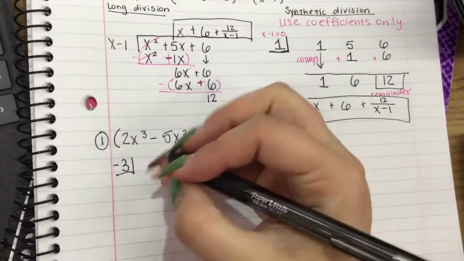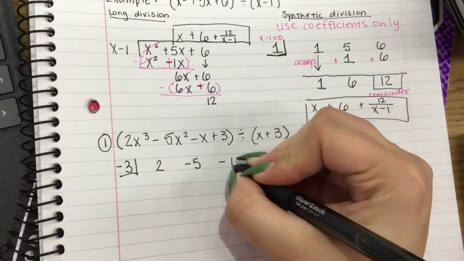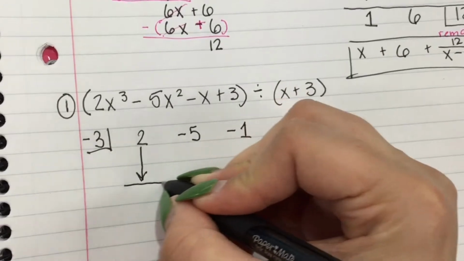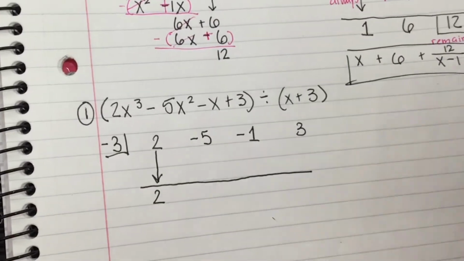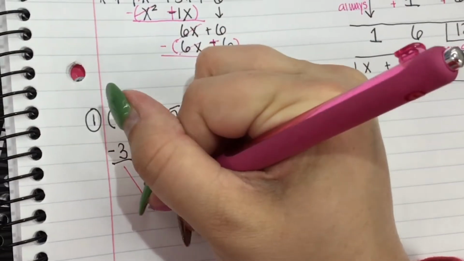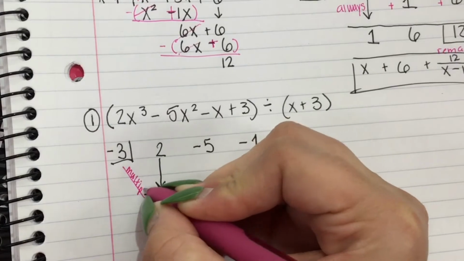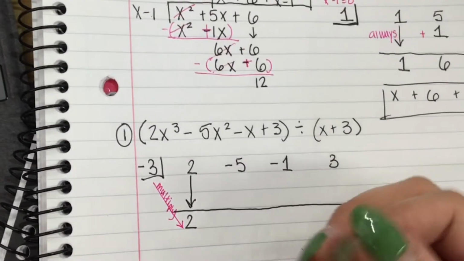I'm then going to use all of the coefficients for each one of those terms: 2, negative 5, negative 1, and 3. You will always bring down that lead coefficient, and then you will start the process. You're going to take whatever's in that little box and multiply by that thing that you brought down. So the first step is to multiply. You put your answer underneath the next coefficient.